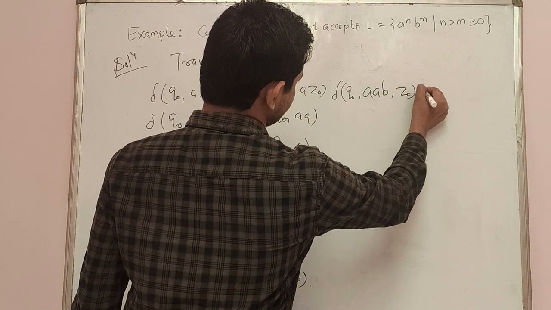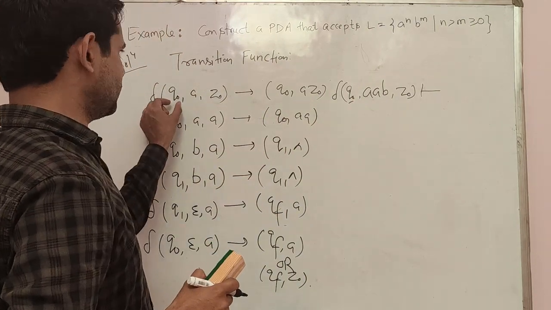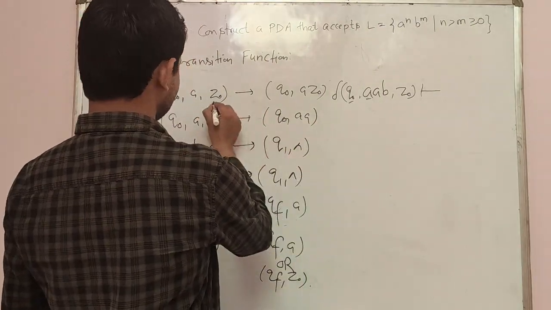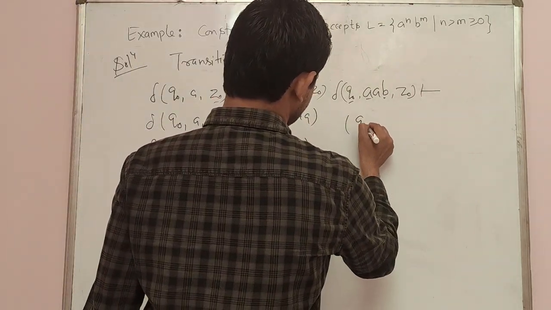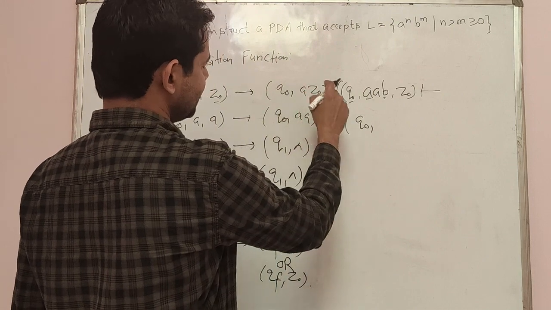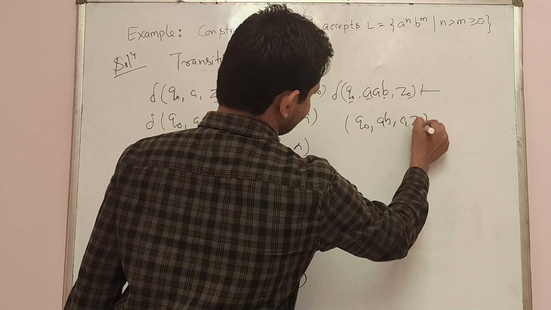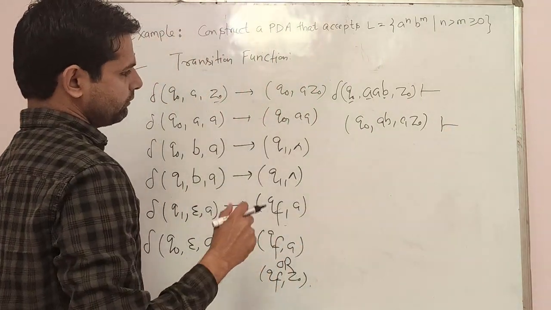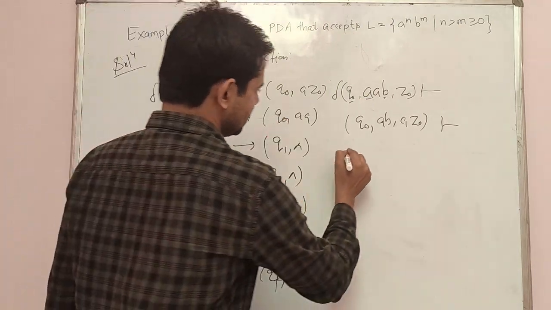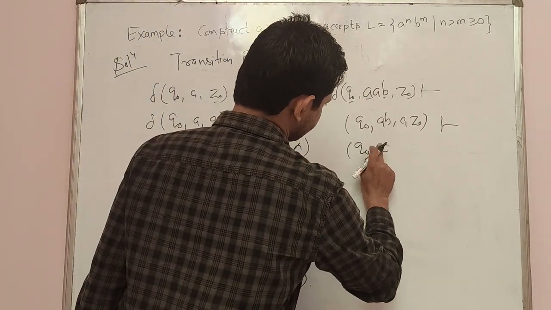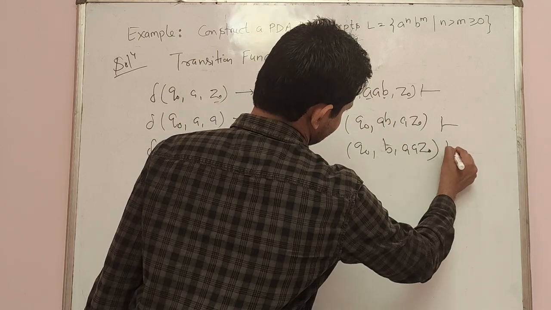Stack condition is Z naught. Then we can move. So initially we have Q naught. Input symbol is A, stack condition is Z naught. Then we are moving on the same state, Q naught. What we are doing is just adding that A into the stack. So it will be A and we are adding AZ naught. We have another A. What will we do for the other A? We will just add this into the stack, Q naught, then A, A, Z naught.